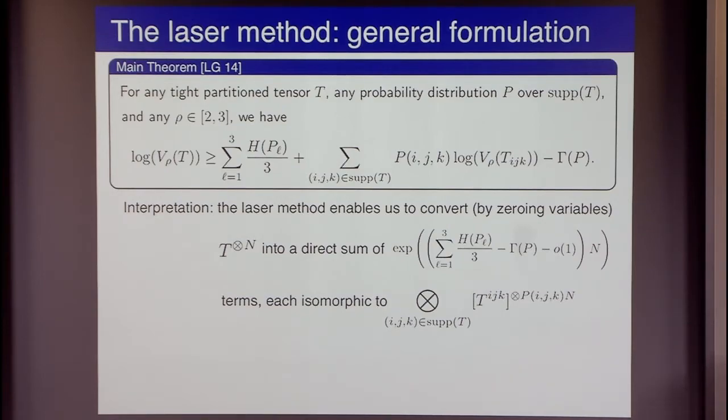And more generally, the interpretation of this formula and the way it is proved is that the laser method enables us to convert, by zeroing variables, the nth power of t into a direct sum of this number of terms, each isomorphic to this. Okay, so this is the interpretation of this formula and the way it's proved. It's proved by generalizing the argument by Coppersmith.